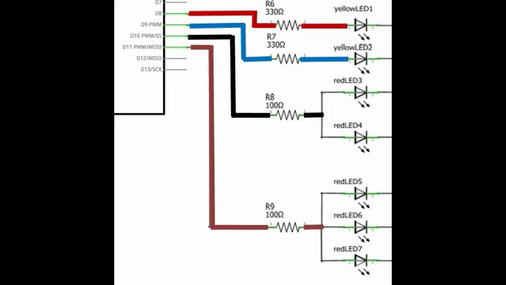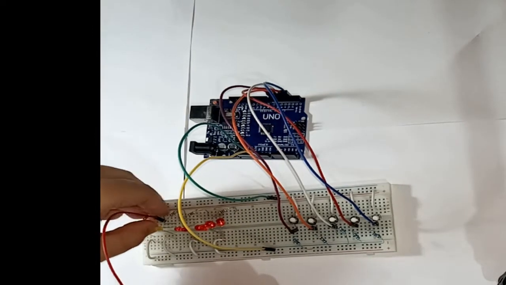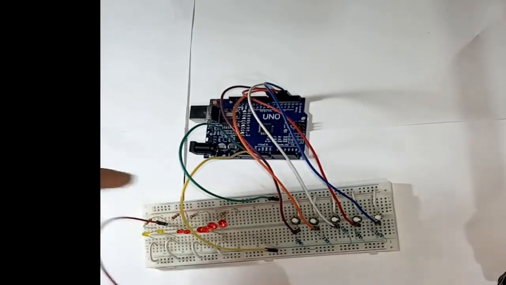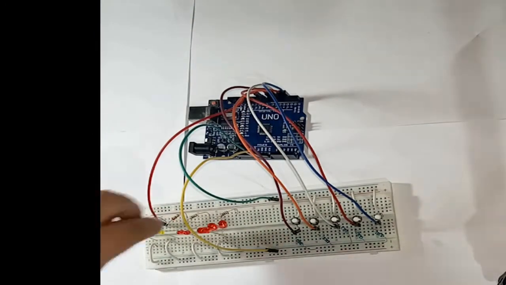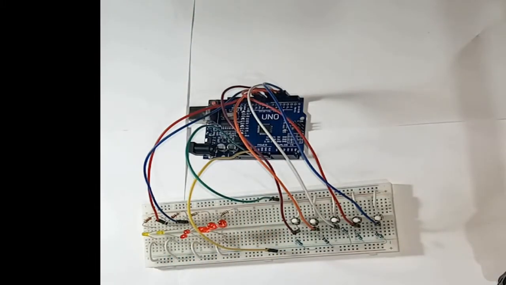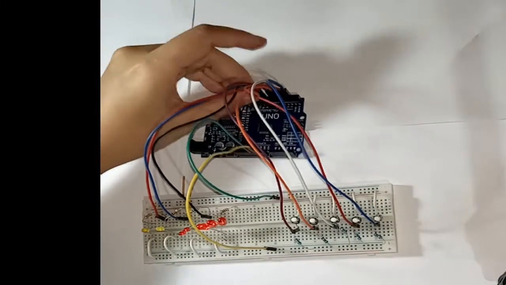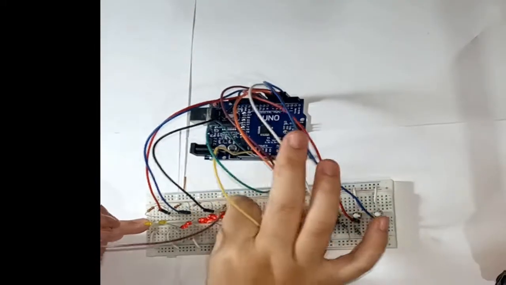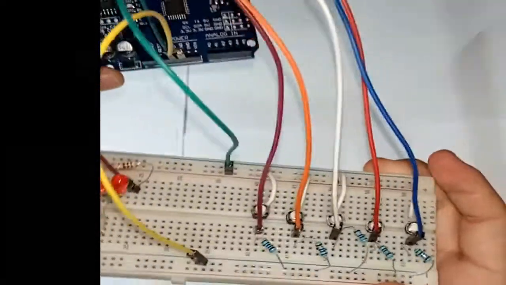This is the connection of my LED pins on my Arduino board. My yellow LED pin 1 is connected to the digital output pin 8. My yellow LED pin 2 is connected to the digital output pin 9. My red LED pin 3 is connected to the digital output pin 10. And lastly, my red LED pin 4 is connected to the digital output pin 11.